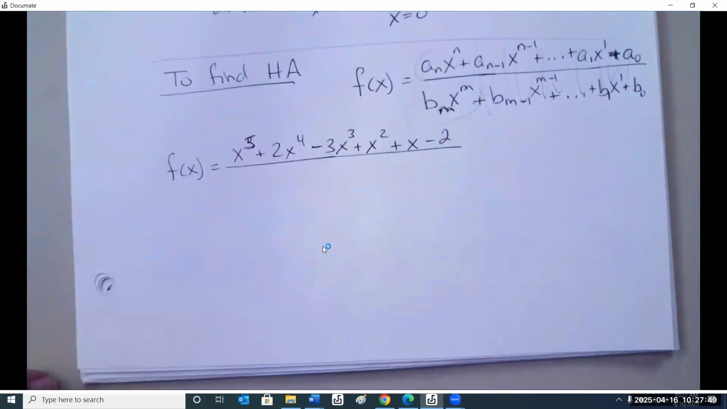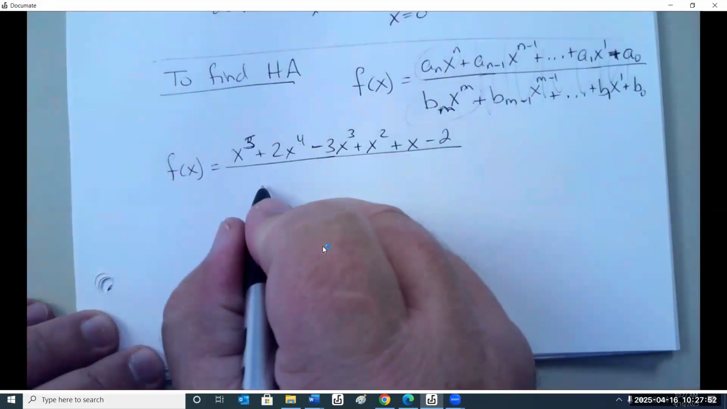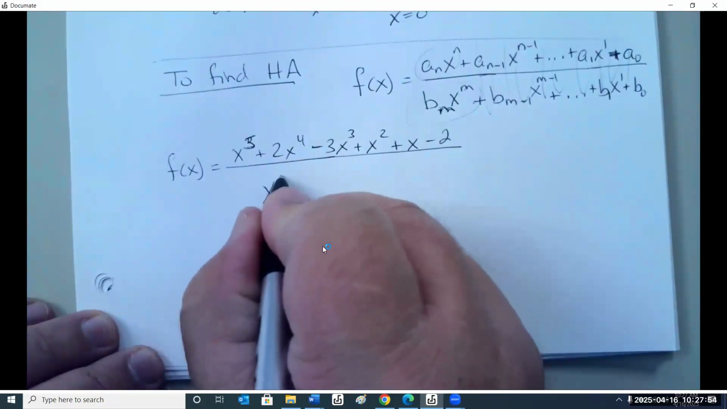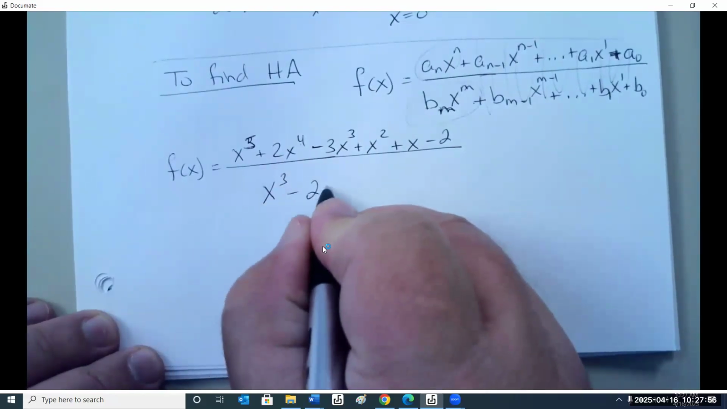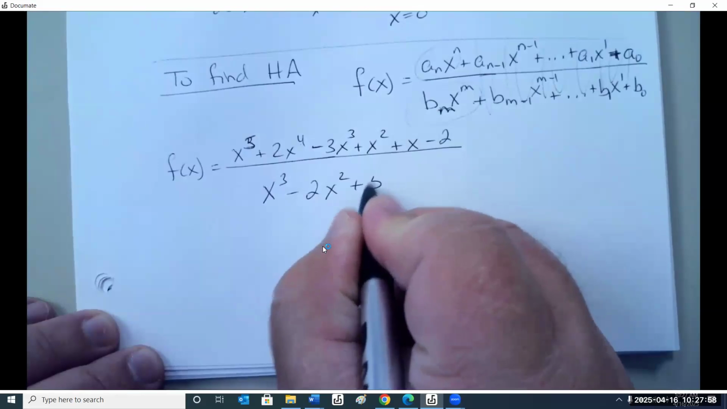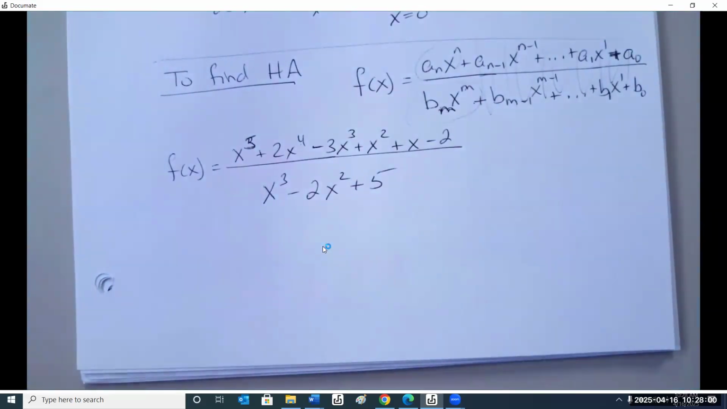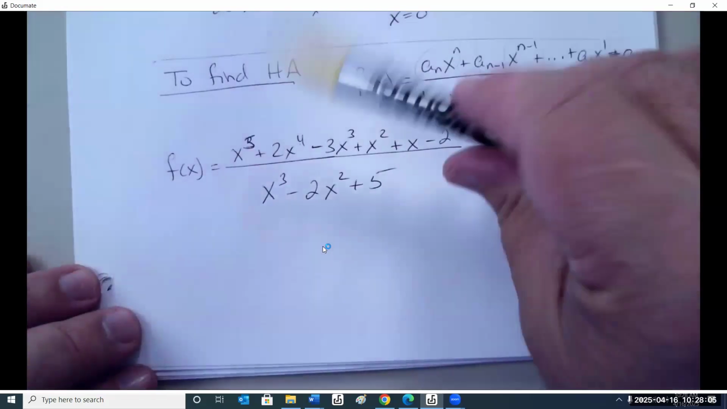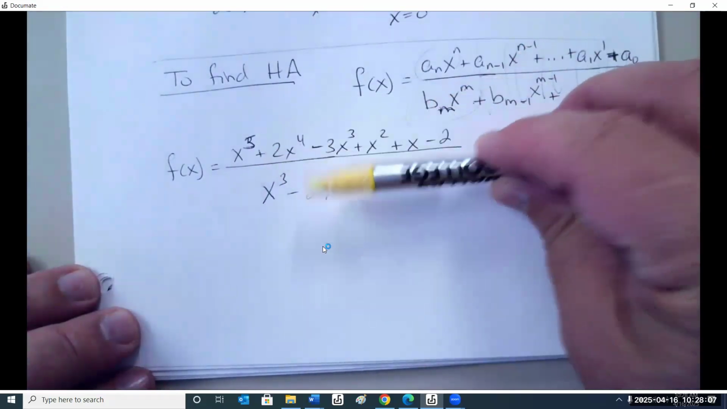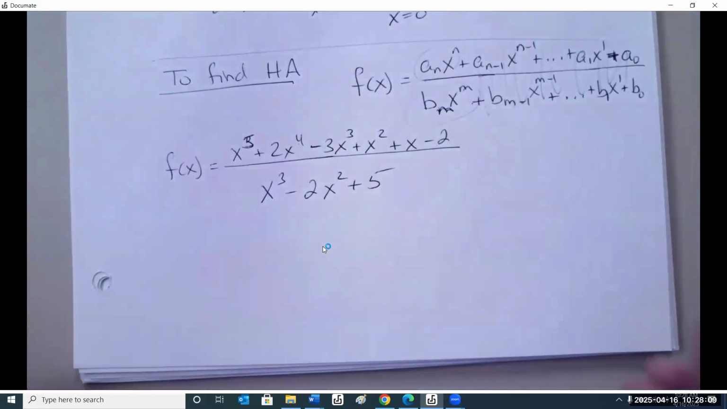Okay, we have that polynomial on top, and on the bottom, we have x cubed. Out of both of these, the leading terms are the most important to figure out what's going on here.